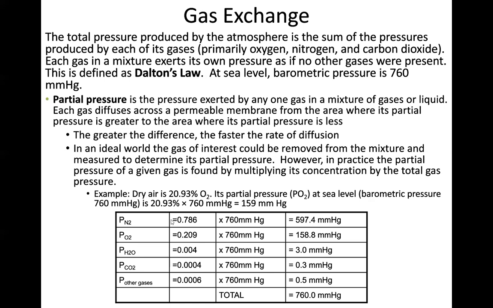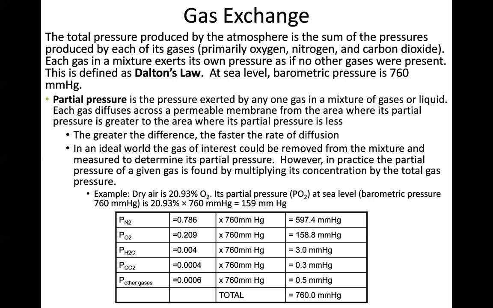We can calculate how much pressure each gas exerts if we know the barometric pressure. You can't literally measure the pressure of oxygen directly, nor can you measure the pressure of nitrogen, but you know the percentages. What you can measure is the barometric pressure using a barometer. Each of those gases exerts its own partial pressure, the pressure exerted by any one gas in a mixture of gases or liquid.